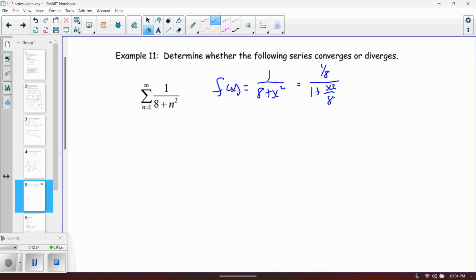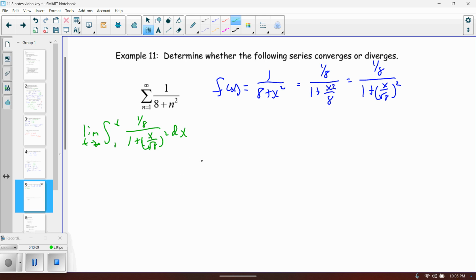Okay, it's getting closer to the correct form that we need it to be in. We're going to keep the 1/8 on top, the 1 in the denominator. I'm going to rewrite the x squared over 8 as x over the square root of 8 squared. Okay, so now we can actually go ahead and set this thing up as an integral. So we'll take the limit as t goes to infinity, integral from 1 to t of 1/8 over 1 plus x over root 8 squared dx.